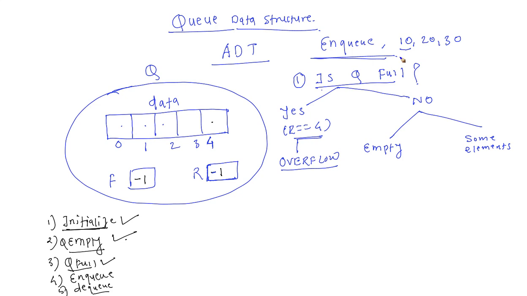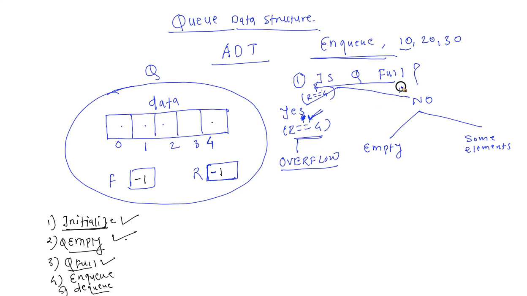The first question I'll ask is, is the queue full? I'll check R. R is not 4. Is R 4 here? R is not 4 here. That question I'm asking, is R 4? And I'm getting the answer R is not 4. If I get the answer R is 4, then I'll say that the queue is full.